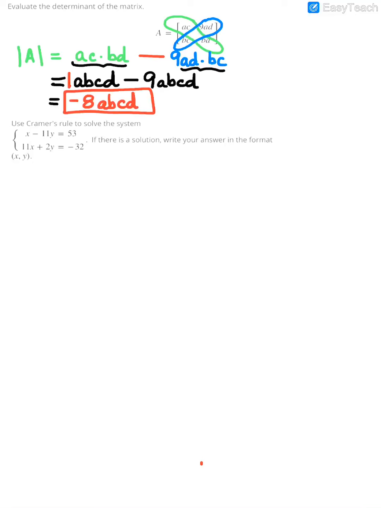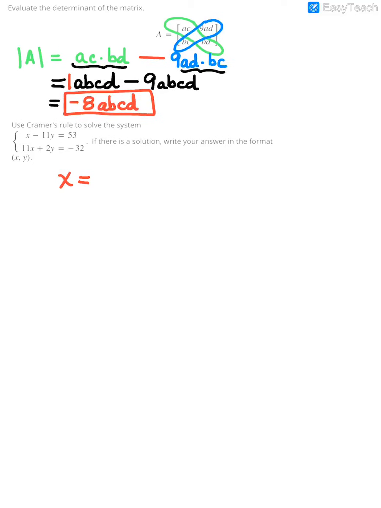Okay. Now, Cramer's rule actually says if you want to find the solution for x, and there is a solution to the system, then you will take a determinant with respect to x, and you will divide it by what we call a basic determinant. And to find the value of y, you will take a determinant with respect to y divided by the basic determinant. So to start with, let's figure out what our basic determinant is.